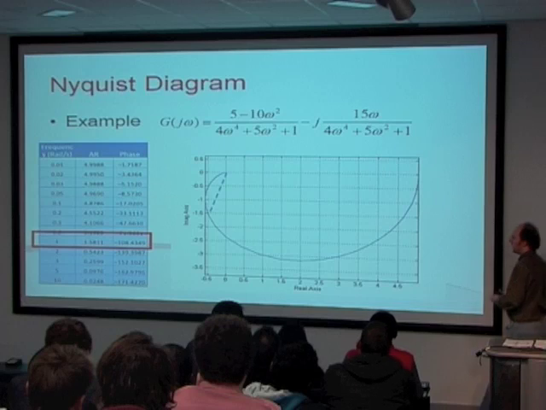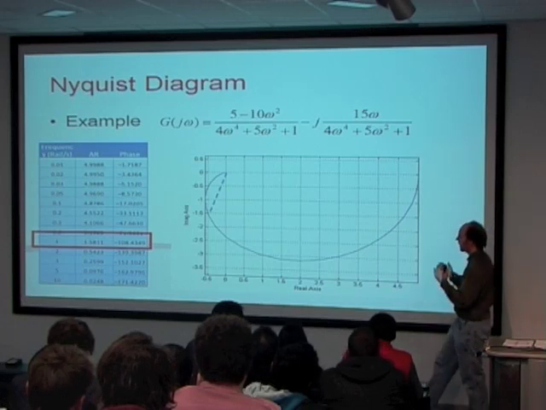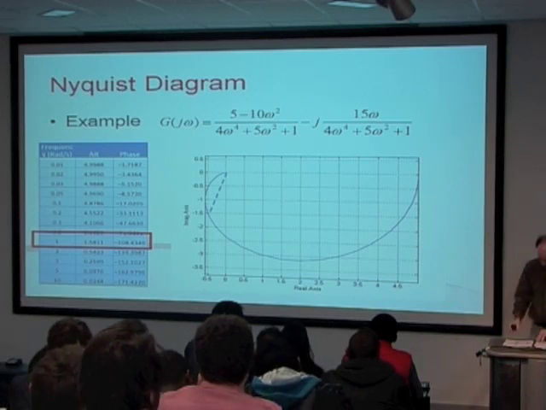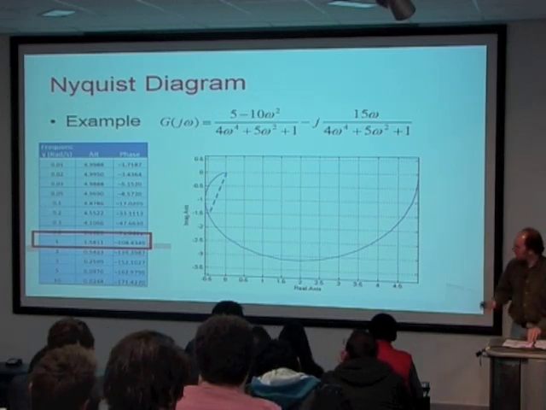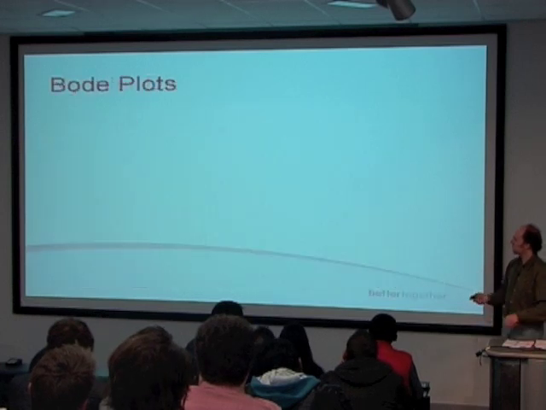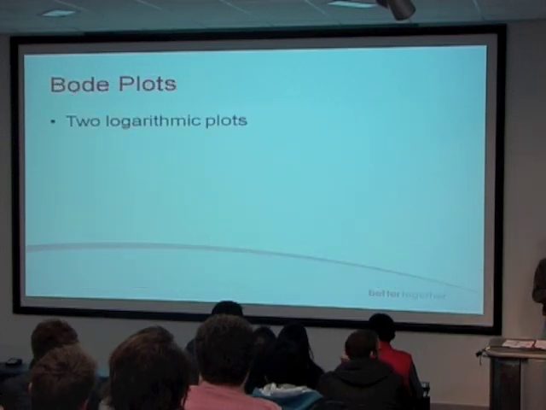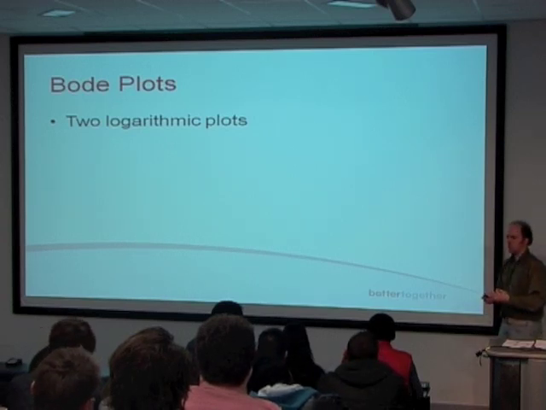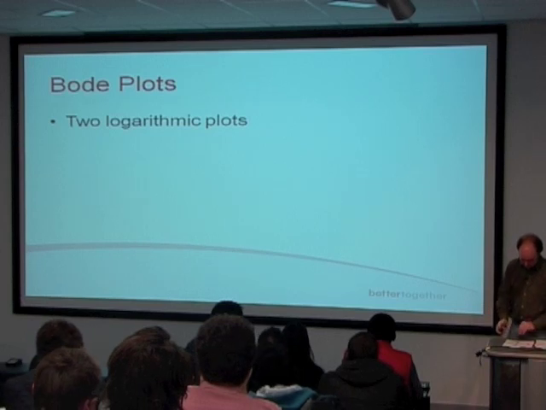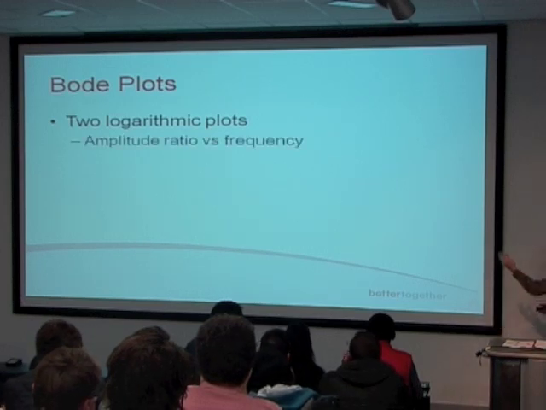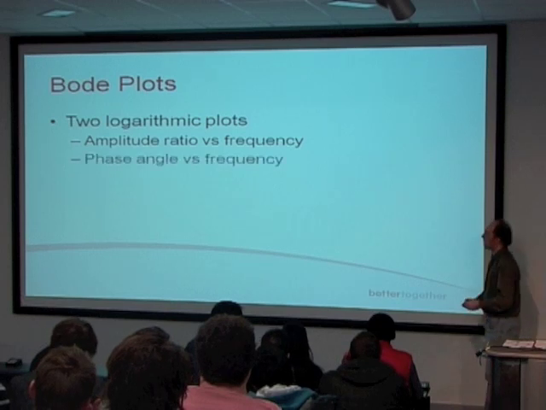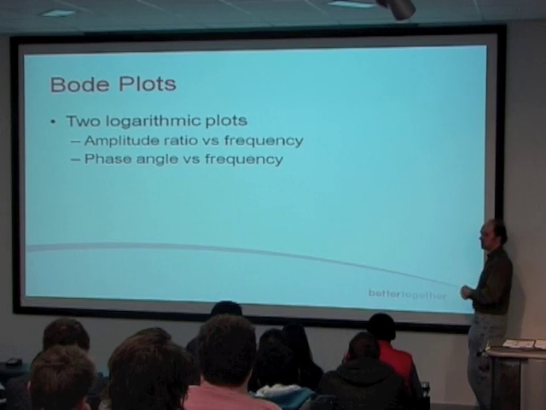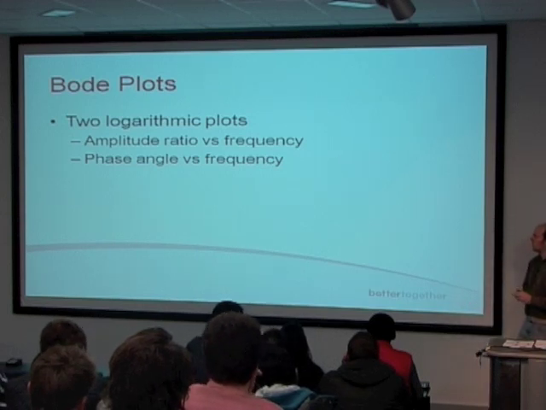They're quite useful for dealing in terms of stability, but like I said, I'm not covering that this week. So that's one way of representing it. The other way of representing it is called a Bode plot, and this is what we're going to focus on. Essentially, a Bode plot is two logarithmic plots on a semi-log scale. You've got an amplitude ratio versus the frequency and the phase angle versus frequency. So you've got two graphs. One shows the amplitude ratio, one shows the phase angle.